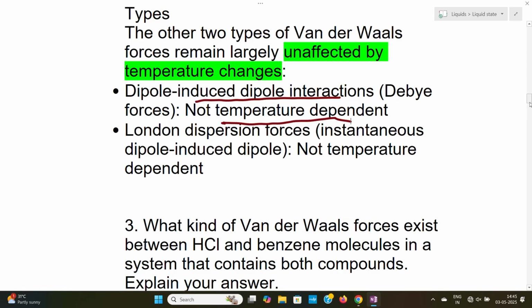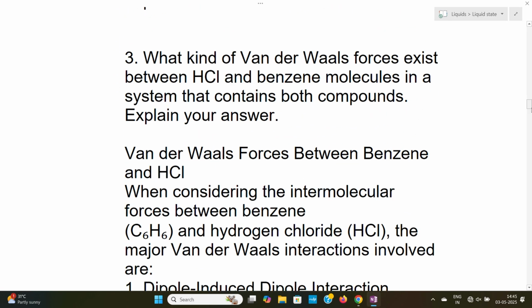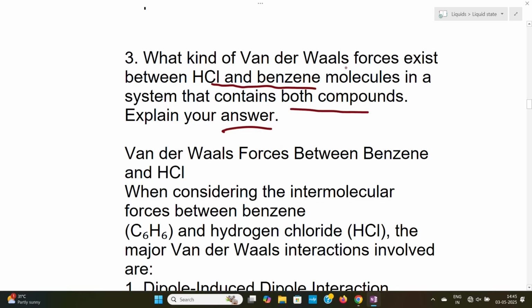Okay. Now we have the third question: what kind of van der Waals forces exist between HCl and benzene molecules in a system that contains both compounds? Explain your answer. So when we discuss this, we have to look into the molecules.